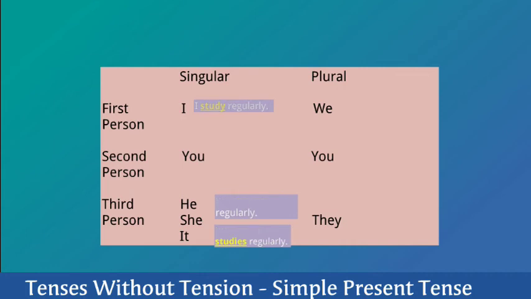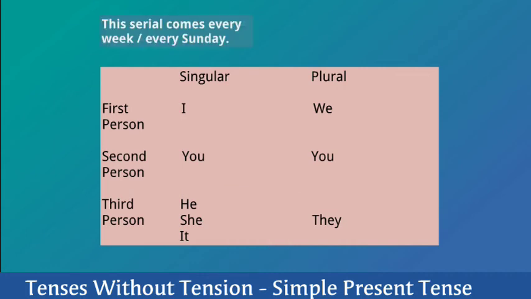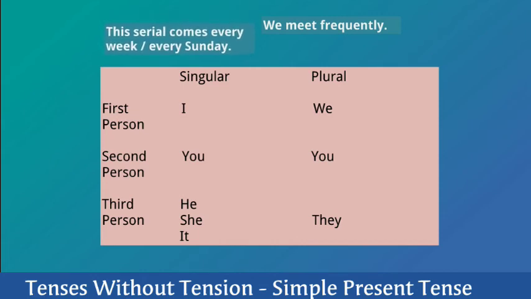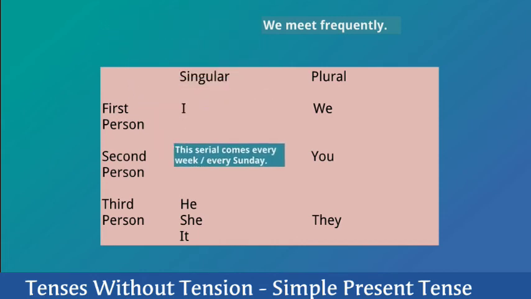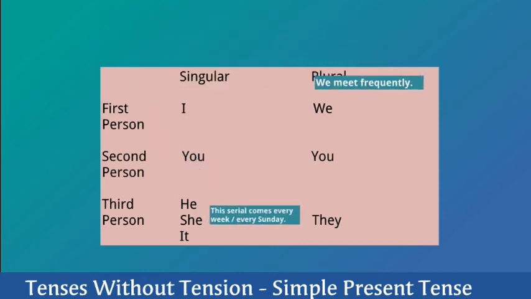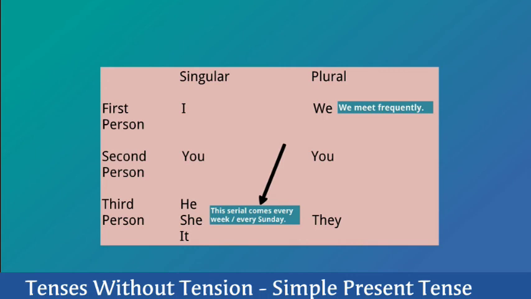Let's take two more sentences. This cereal comes every week or every Sunday. We meet frequently. This cereal is the third person singular subject and we is first person plural. The thing that you should remember is we add s or es to the verb when we use third person singular as subject. That's all for now.